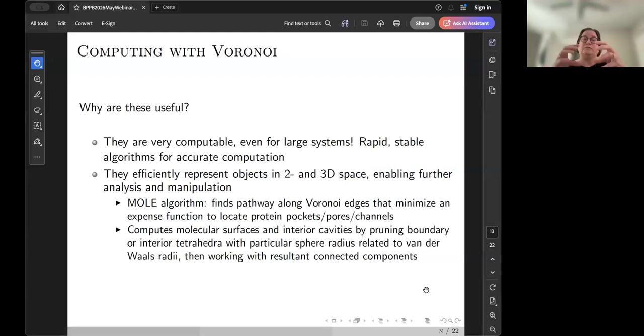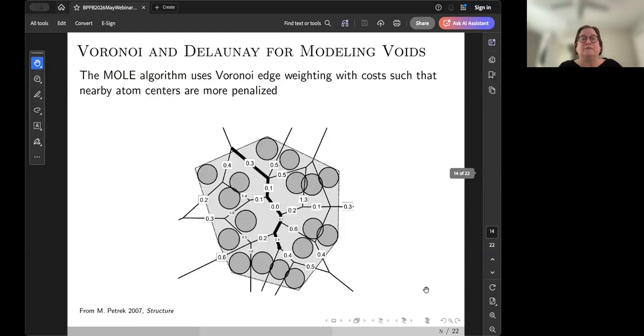I'm going to use particular sphere radii that are related, by the way, to van der Waals radii, and work with the connections between those tetrahedra to try to understand the shape of that space and to locate regions of interest like channels and tunnels that might be in the molecule. And that's how we're going to be using it.